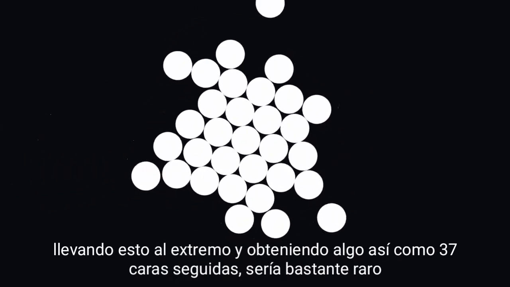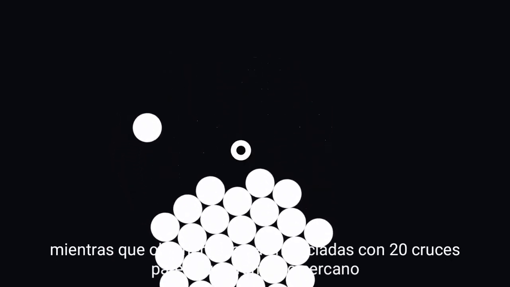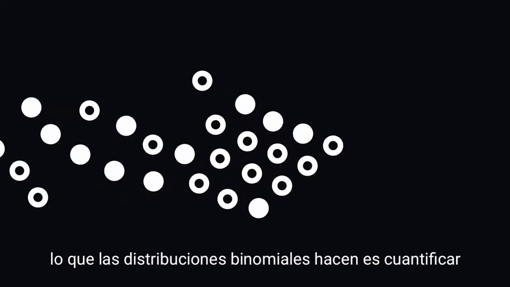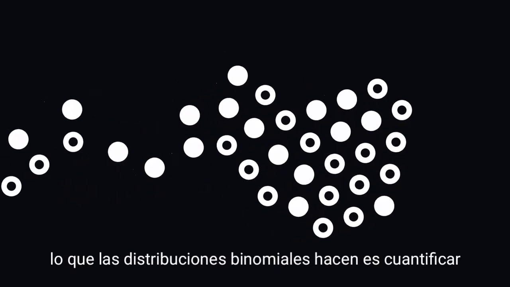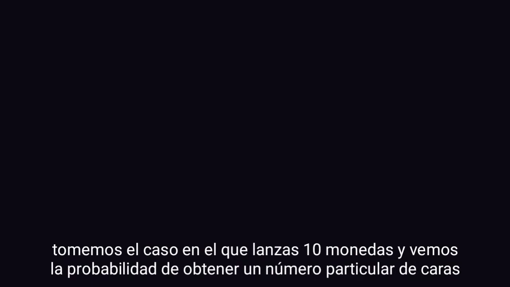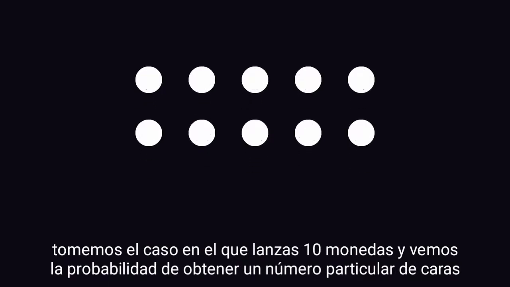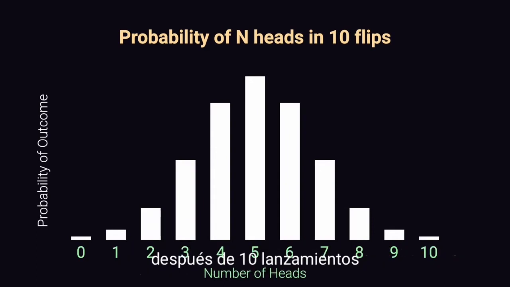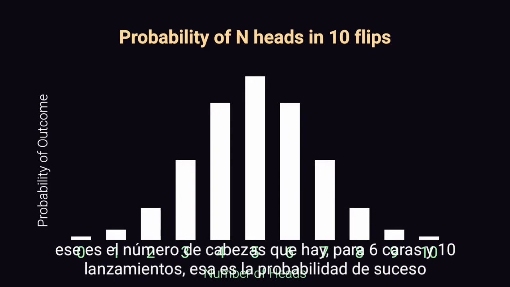immediately. Taking this to the extreme, getting something like 37 heads in a row would be pretty rare, while getting something like 17 heads mixed with 20 tails seems about average. What binomial distributions do is quantify just how lucky any one of these scenarios is. Let's take the case where you flip 10 coins and want to see how likely getting any particular number of heads is. Here you can see for each number of heads there's a certain height, which represents the probability that after 10 flips, that's the number of heads there are.